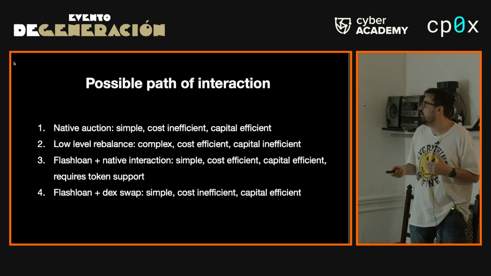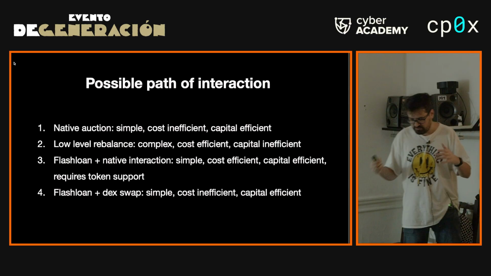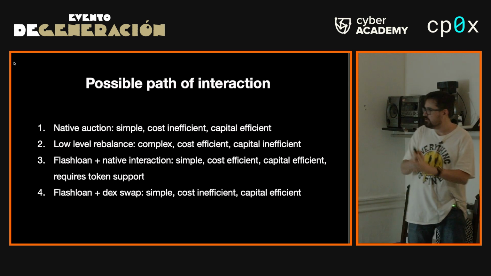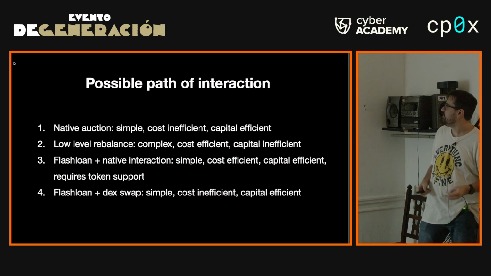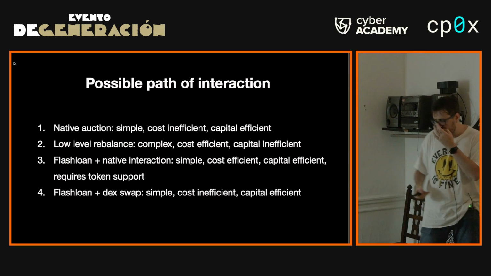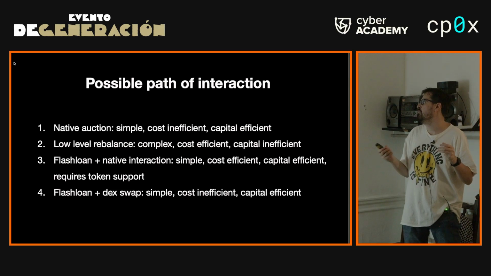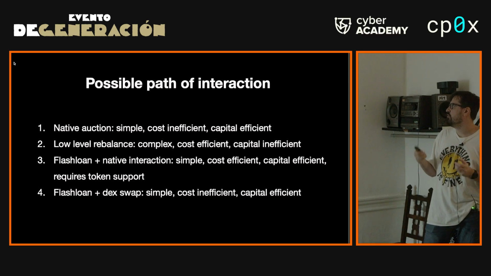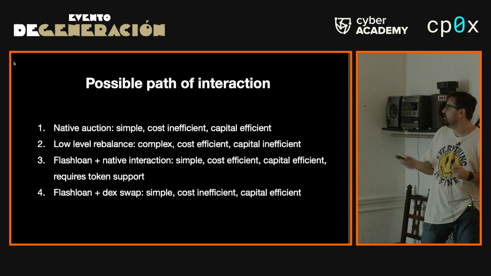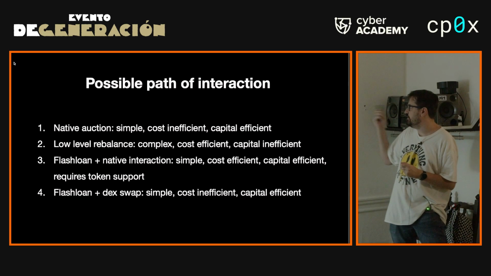We have a low-level rebalancing tool. The idea is that you are communicating with our vault with three tokens: the vault token, the borrow token, and the collateral token. It's complex because you need to understand all the possible ways the vault can behave. You need to have some mental model of how our protocol works. It's not just simple like deposit and withdrawal. It's complex, it's cost efficient, and it's capital inefficient.